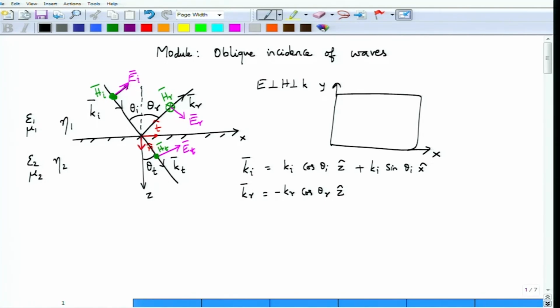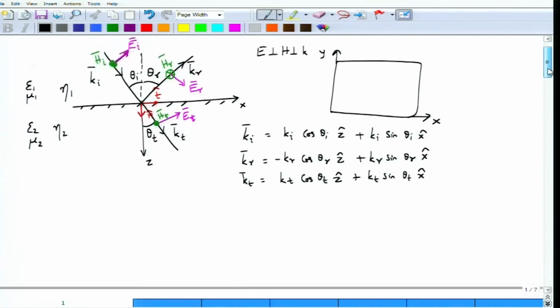So it's obvious, because the incident wave must be propagating along the plus z axis, whereas the reflected wave must be propagating along the minus z axis. However, the x component of kr will not change direction, so this would be plus kr sin theta r along x. kt is very simple, it follows exactly the ki kind of signs. So this is given by kt cos theta t z hat plus kt sin theta t x hat, okay. So these are the different k vectors.